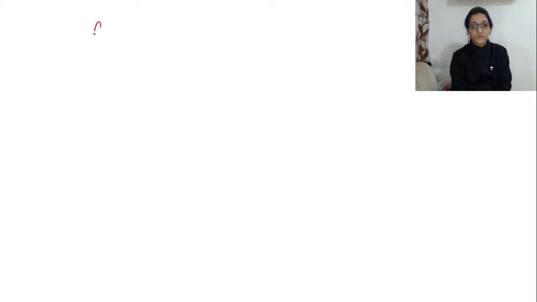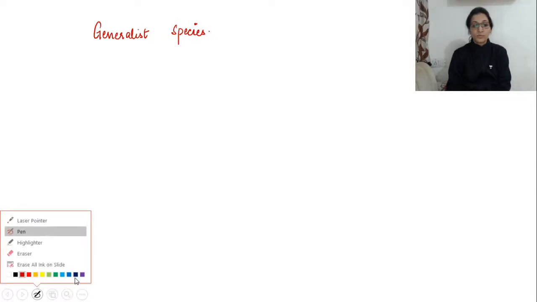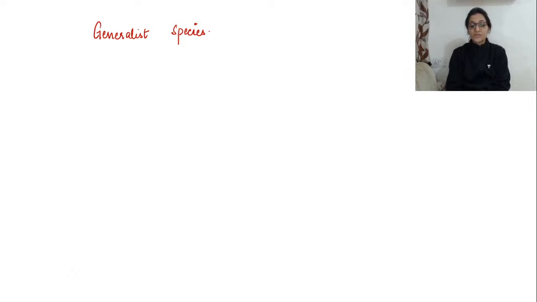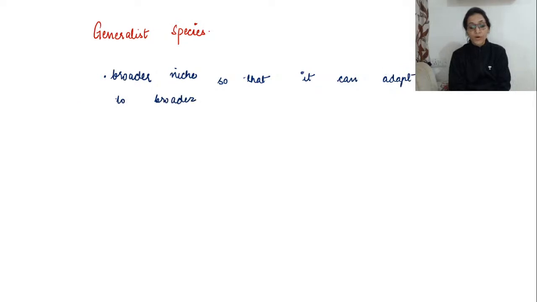Now the second topic of today: generalist and specialized species. First of all, generalist species. A generalist species has a broader niche to adapt to many environmental conditions. The species which can live in a broader range of environments is called a generalist species.